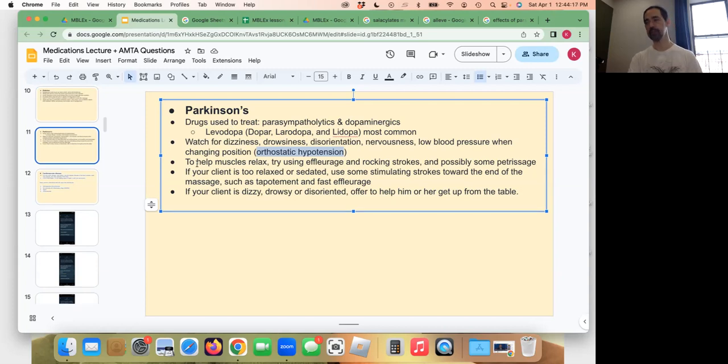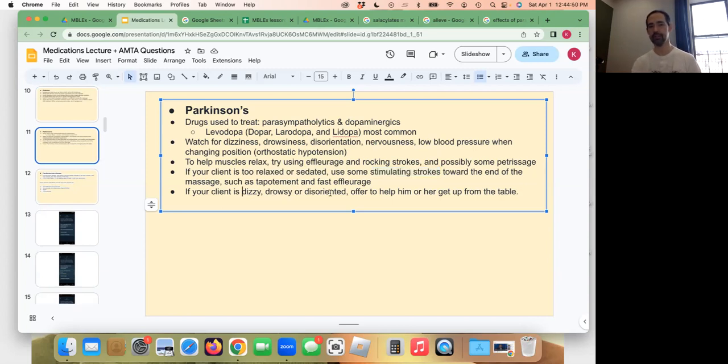Also, Parkinson's helps muscles to relax. So no, I'm sorry. Parkinson's results in higher muscle tone, right? Muscle tension. So to help muscles relax, you can try effleurage and rocking strokes and maybe some petrissage. But if they are too relaxed, if they're sedated from the parasympatholytics or the dopaminergics that they take, try more stimulating strokes at the end of the massage, like fast effleurage or tapotement.